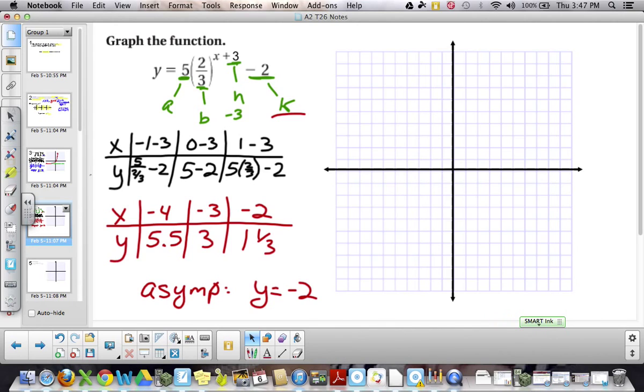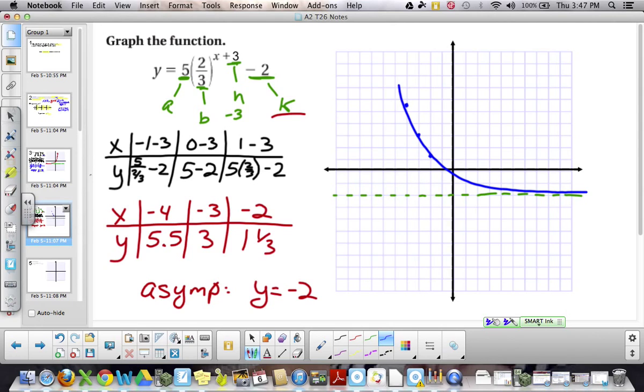So to draw the graph, start with your asymptote, horizontal line here at -2, and then plot those 3 points. -4, 5.5 would be here, -3, 3 is going to be here, and -2, 1 1/3 would be here. Right. So our graph will come along the asymptote on this side and then curve up through those 3 points.